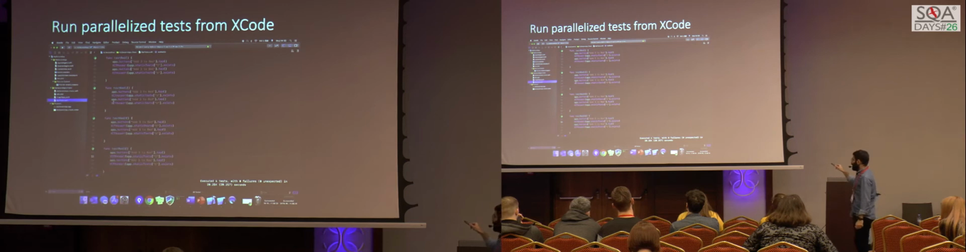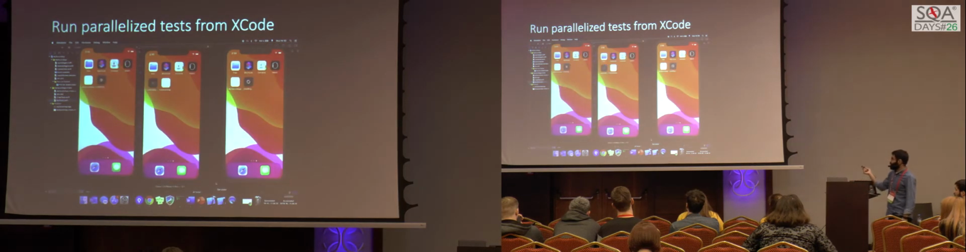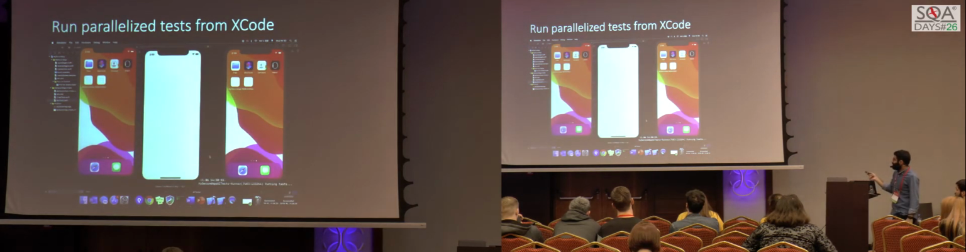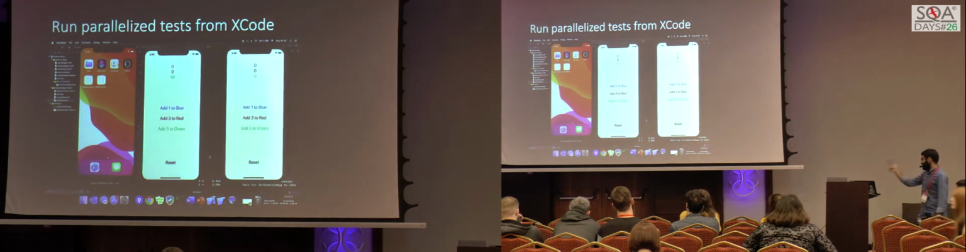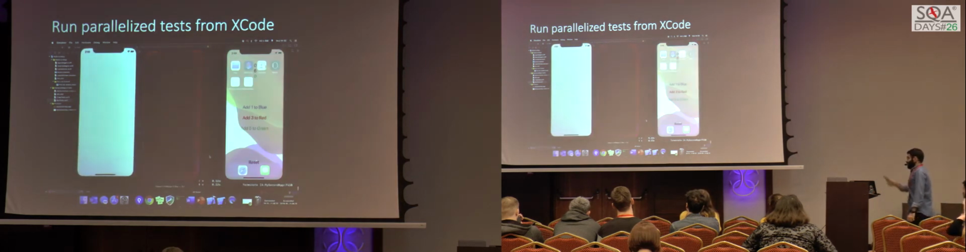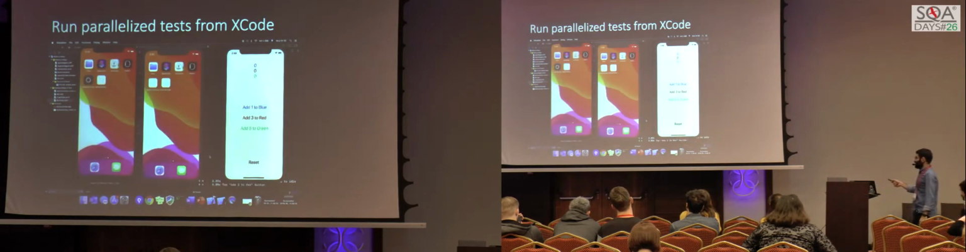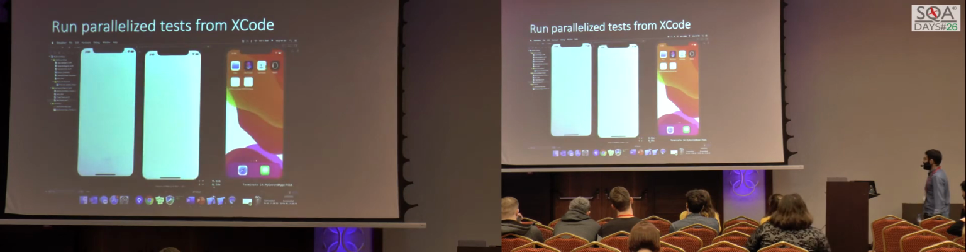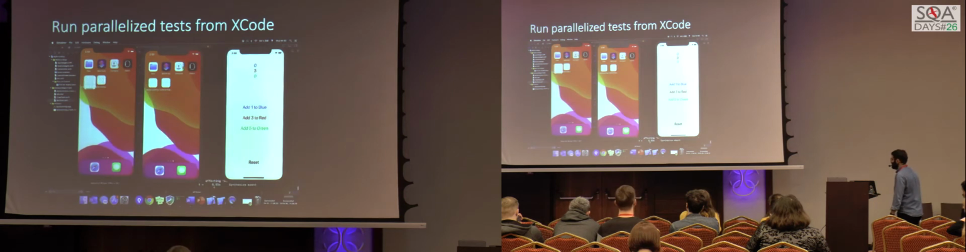Let's see how we can automate. So I checked the parallelize option. Now I'm going to run the tests. As you can see, click on test. And now, it will launch 3 emulators. And it will run the tests on the 3 emulators, so in parallel. So you can see, tests are running on the 3. Amazing.